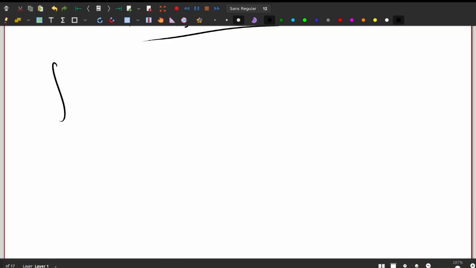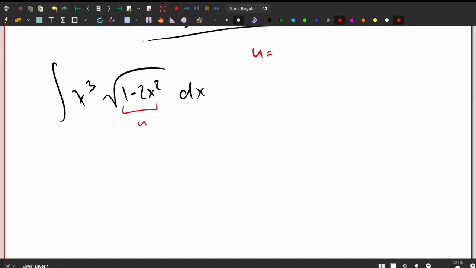Here is a slightly different type of problem. Let's suppose my integral is x cubed times square root of 1 minus 2x squared, all with respect to x. Now, similar to the first problem we did, I'm going to set the exact same thing as u. I'm going to say this is equal to u. U is equal to 1 minus 2x squared, and therefore du is equal to negative 4x dx.